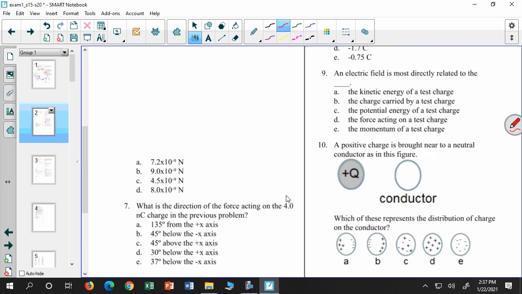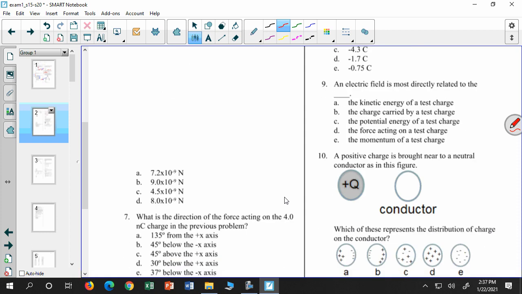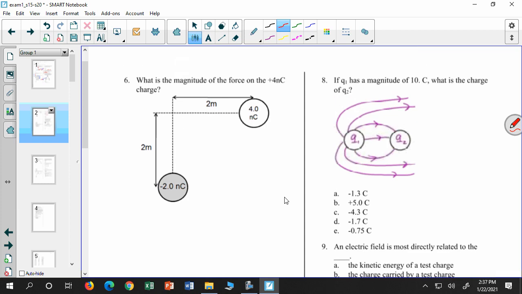Let's do number 7. What is the direction of the force of the 4 nanocoulomb charge acting on the 4 nanocoulomb charge? What is the direction of the force acting on this charge? Attractive or repulsive? It's an attractive force, right? Can you tell me what this angle is?